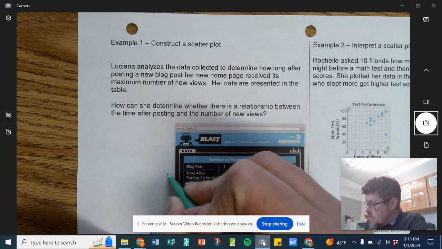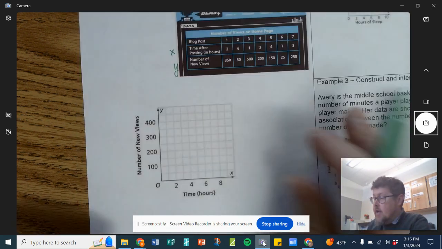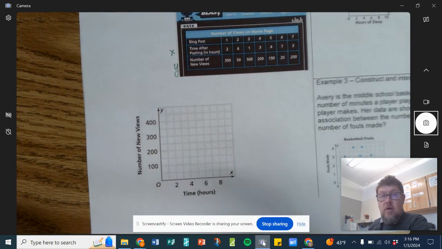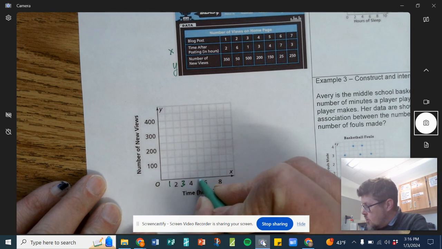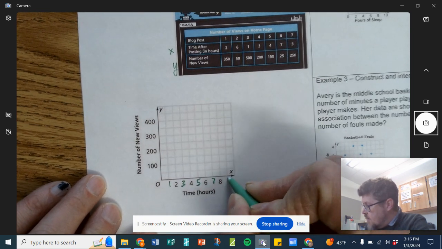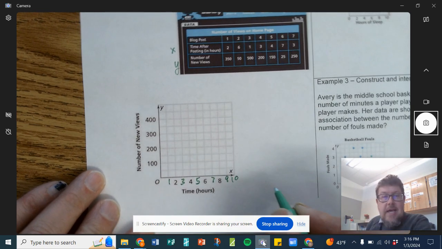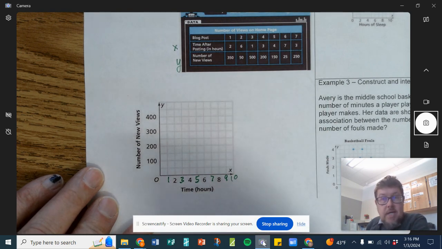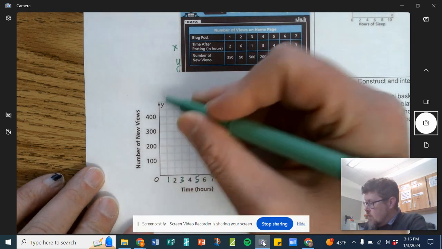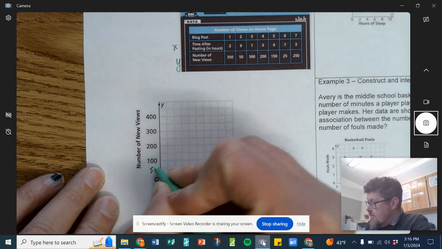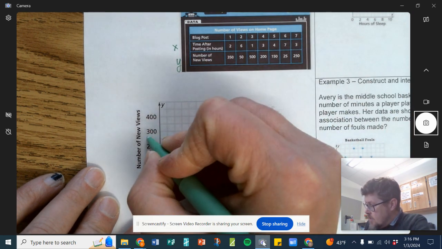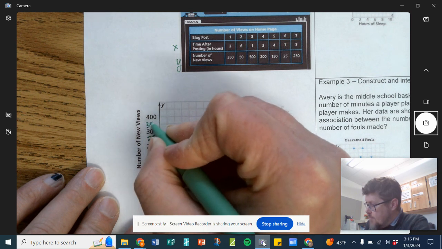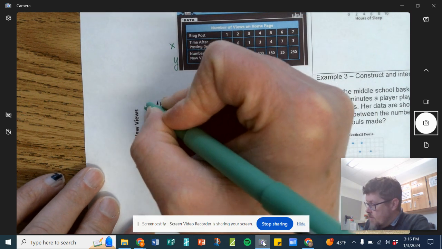So the idea here is that this is going to be our x, this is going to be our y. When we get to our table here, or our graph here, we see that our scale is not showing everything. So if you want to, you can fill it in, right? The scale for the x-axis is 1 box per 1 hour, and the scale for her y-axis is going up by 50, right? So basically 1 box is equal to 50 new views, right? So that's going to be 250, 350, 450, and then 500 at the top.